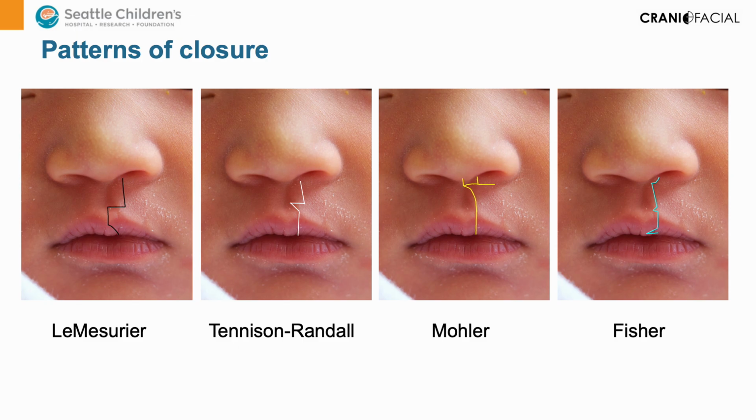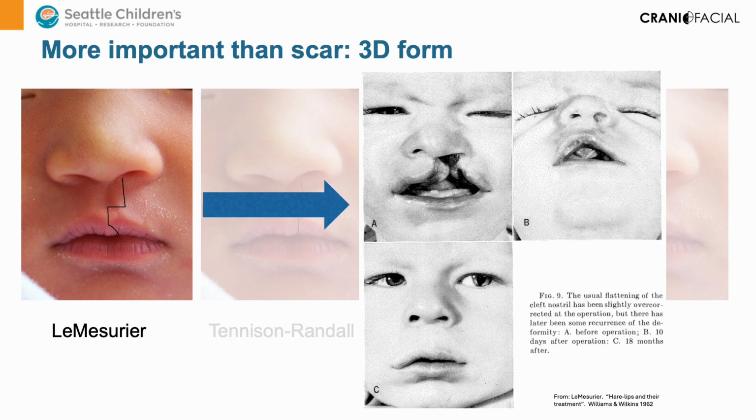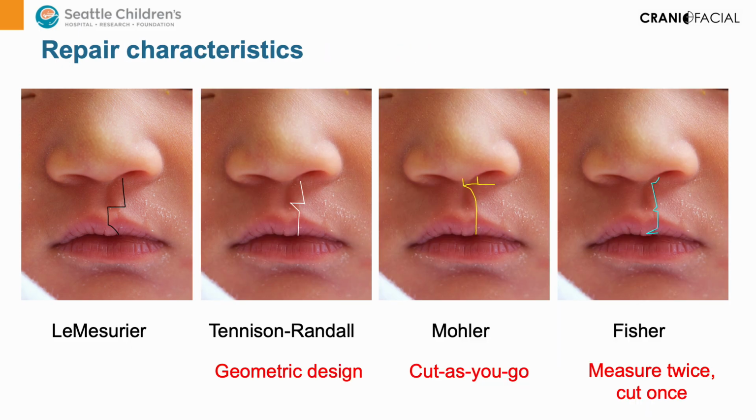For example, take a Le Mesurier repair, in which the pattern of scar is actually really unfavorable. If you look at his original description and results, they're actually pretty good. And that's because nice, favorable three-dimensional form has been restored to the nose and the lip. And when that happens, the pattern of the scar matters much less. And so I think it's important to think of these repairs in this manner.